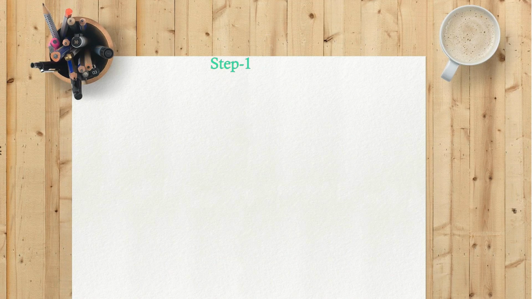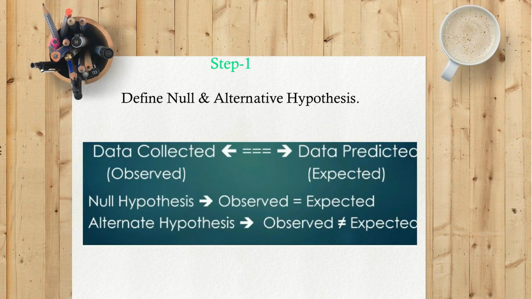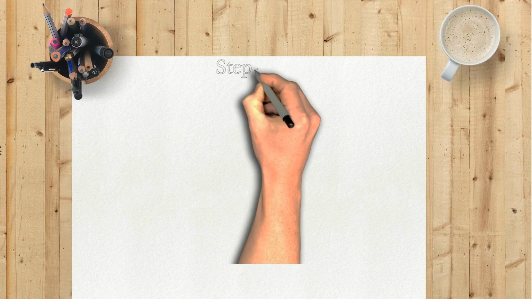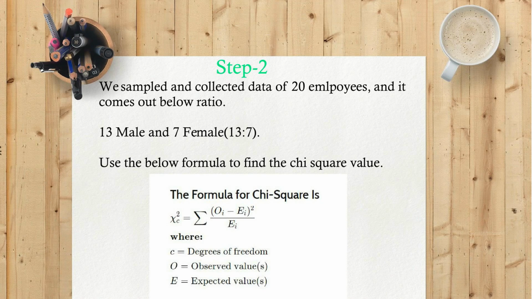Step 1. Define null and alternative hypothesis. Null hypothesis, observed values equals expected values. Alternative hypothesis, observed not equals to expected values. Step 2. We sampled and collected data of 20 employees, and it comes out below ratio 13 male and 7 female, 13:7. Use the below formula to find the chi-square value.